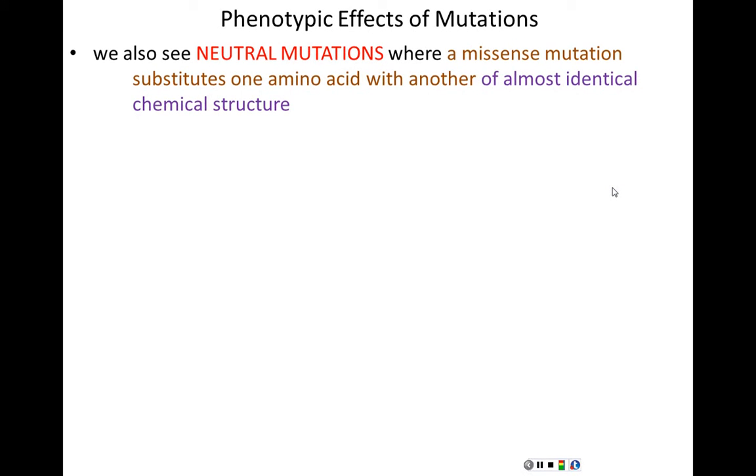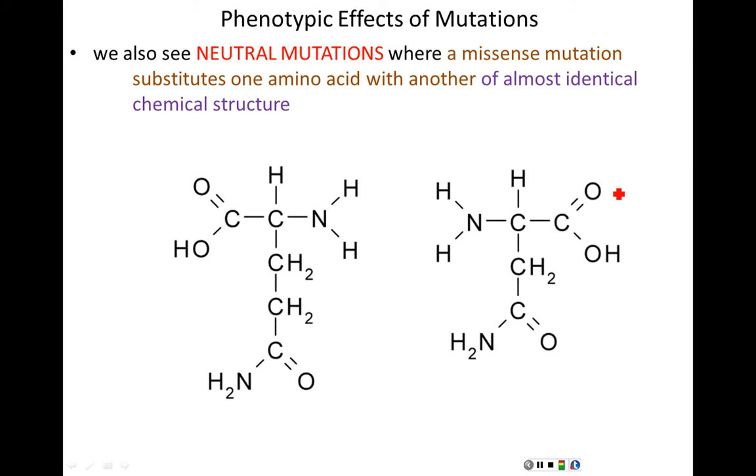We also see what we call neutral mutations. Here we have a missense mutation, we've changed the amino acid, but we've changed one amino acid into another that is almost identical in its chemical structure. So here the two amino acids we're looking at are glutamine and asparagine, I think. I should have checked ahead of time, but I'm pretty sure that's what we're looking at. And these two amino acids are extremely similar and not very different.